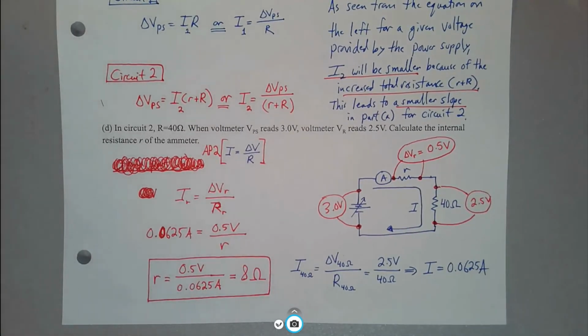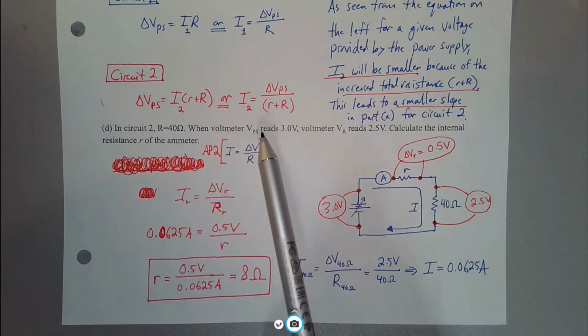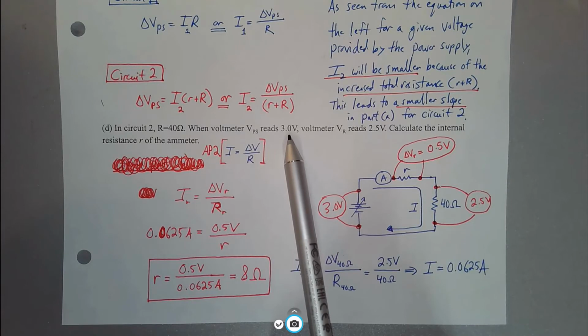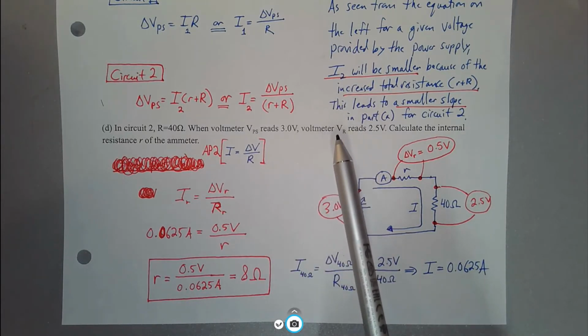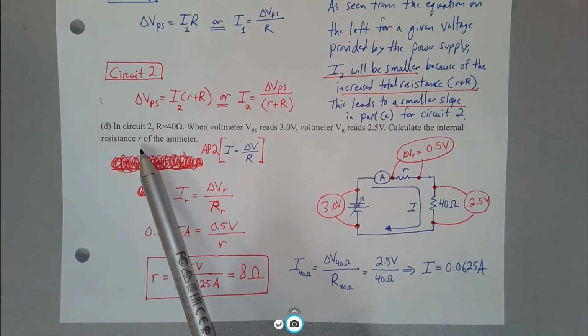Part D reads, in circuit 2, big R is 40 ohms. It says when the voltmeter VPS reads 3 volts, so that's the setting of the power supply, the voltmeter VR reads 2.5 volts. It says calculate the internal resistance little r of the ammeter.